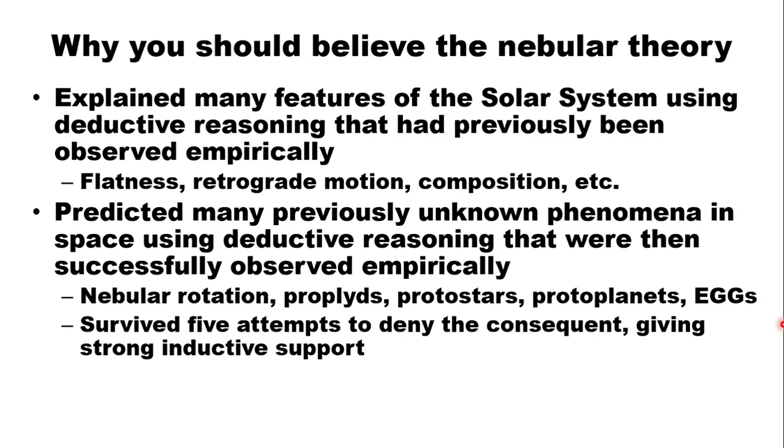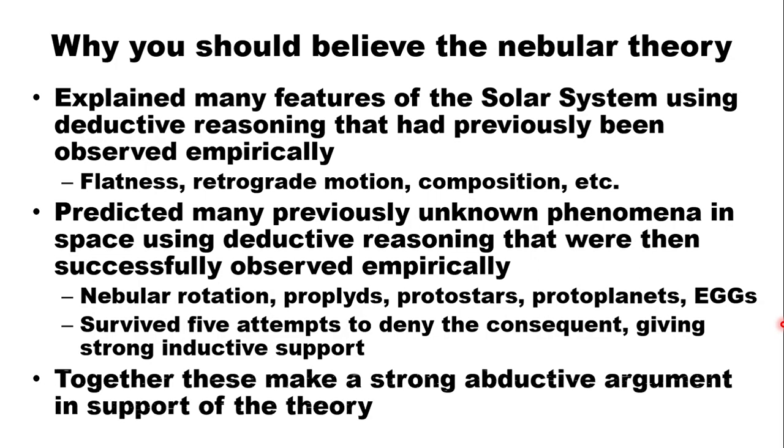In essence, what's happened is we have tried at least 5 times to disprove the theory by denying the consequent. And the fact that we failed all 5 times to deny the consequent gives us a strong inductive argument for believing that this hypothesis is correct. So together, all of this makes a very strong abductive argument to say that, yes, this really is the way our solar system formed.